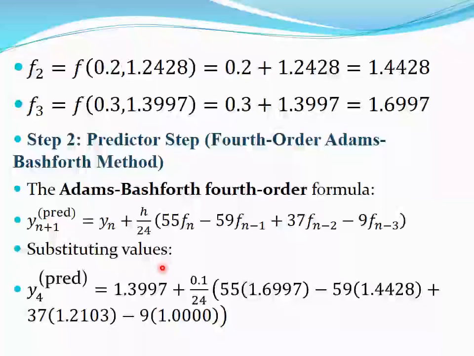37 is the formula given. Now n minus 2. The value of n we get is 3 minus 2, and 3 minus 2 means f1. These values are from the above questions. Minus 9 according to the question. 3 minus 3 means f naught. Now the value of f naught is only 1.